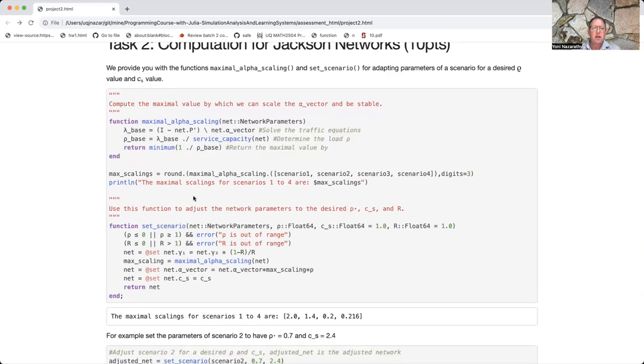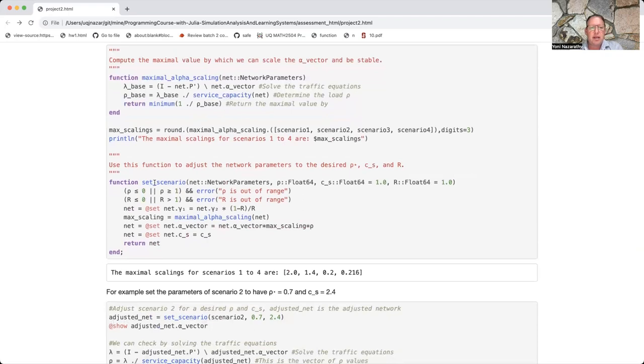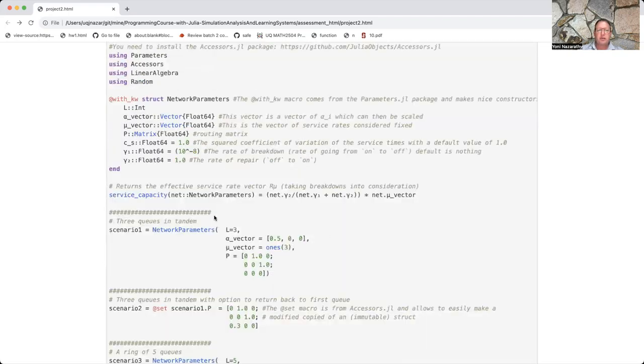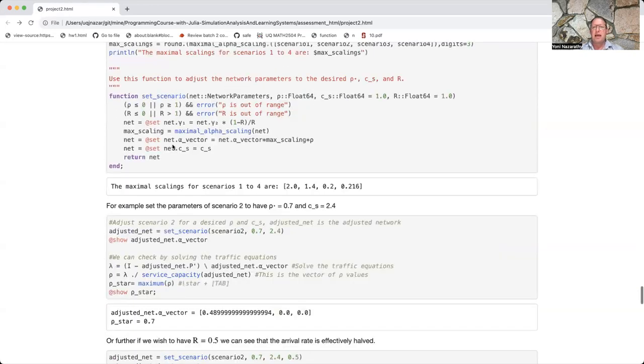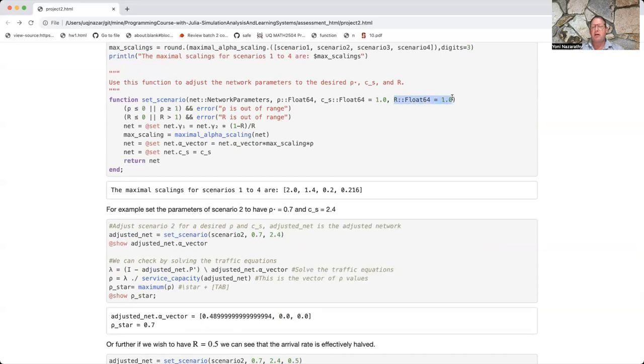Okay. All right. Now, here's a second function, and this function takes a network and adjusts it to have a desired rho star. And in the way it also adjusts to have a desired square coefficient of variation. So it just changes the square coefficient of variation because by default it's at 1.0. And it changes the R. Okay. So if you don't do anything, it keeps R at 1.0. Otherwise, it actually changes R and you can make it less.